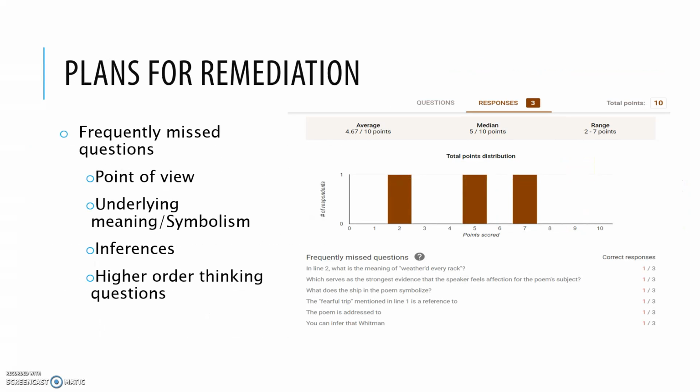The Google test allows me to see the questions that were frequently missed by students, and that is how I will make remediation plans. In this case, the most frequently missed questions had to do with the topics of point of view, underlying meaning or symbolism, inferences, and higher order thinking questions. In these cases, I would review the I can statements that go with each of these topics, and I would reinforce them for the students.